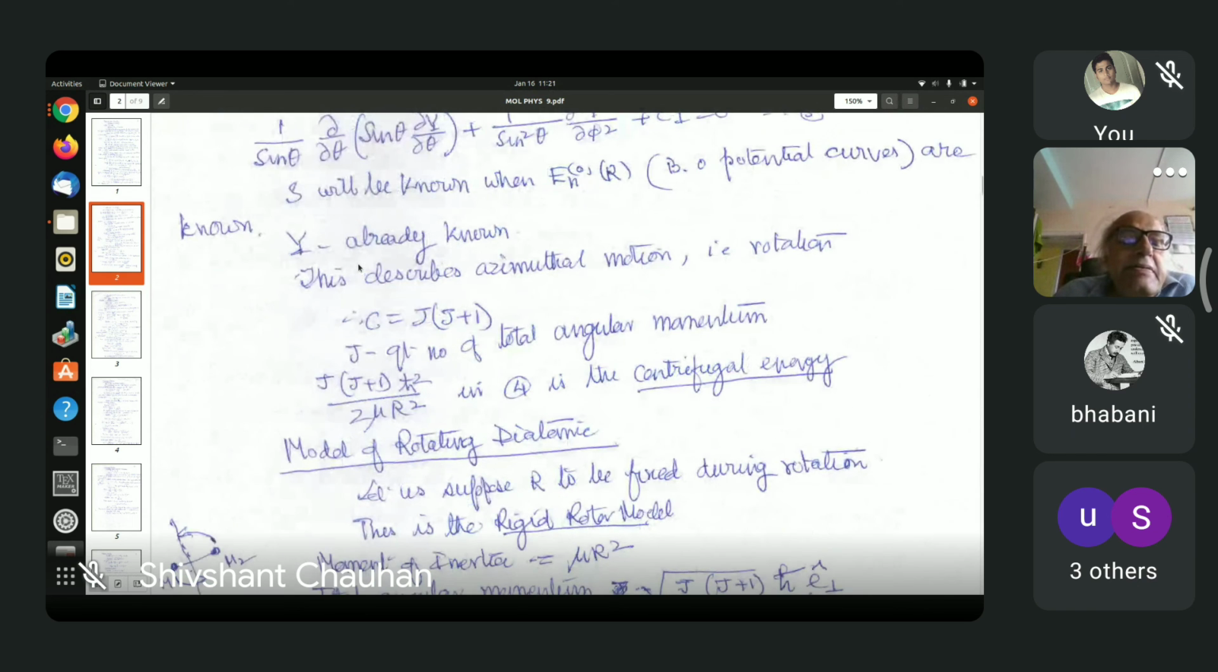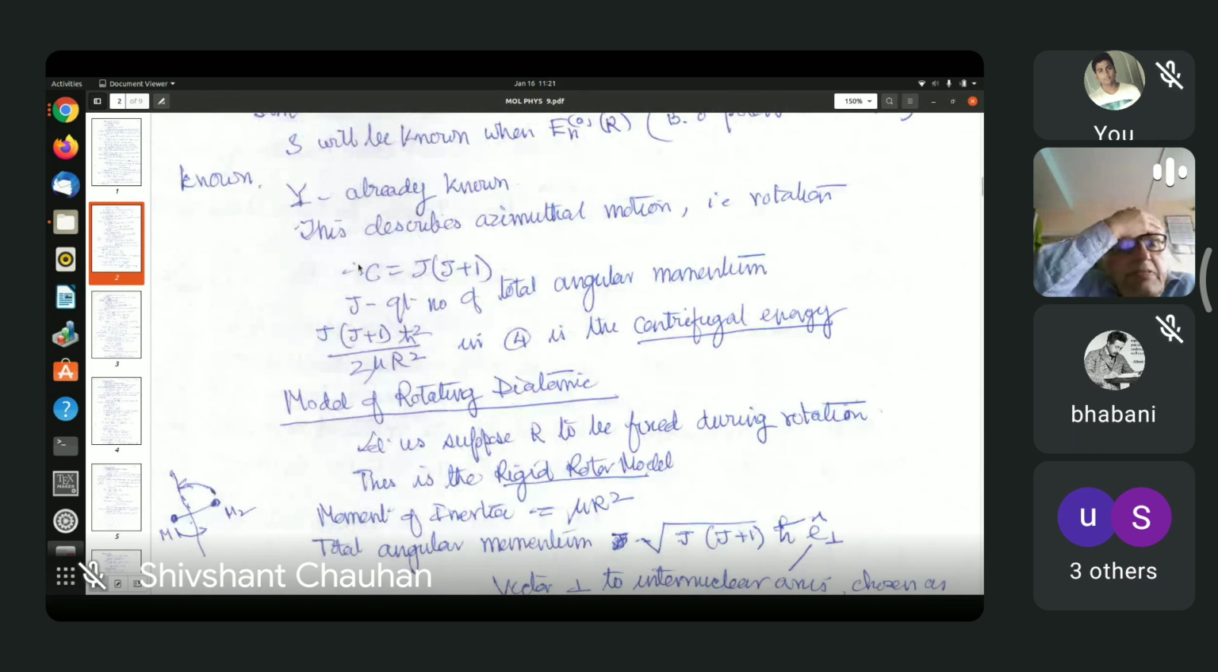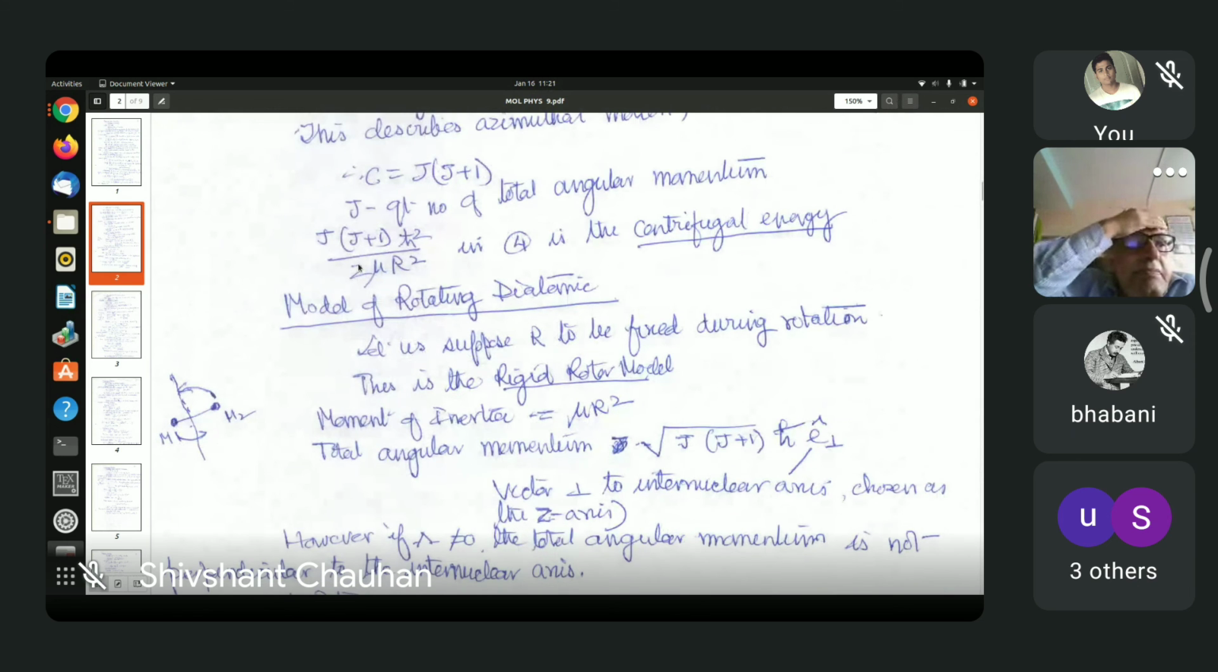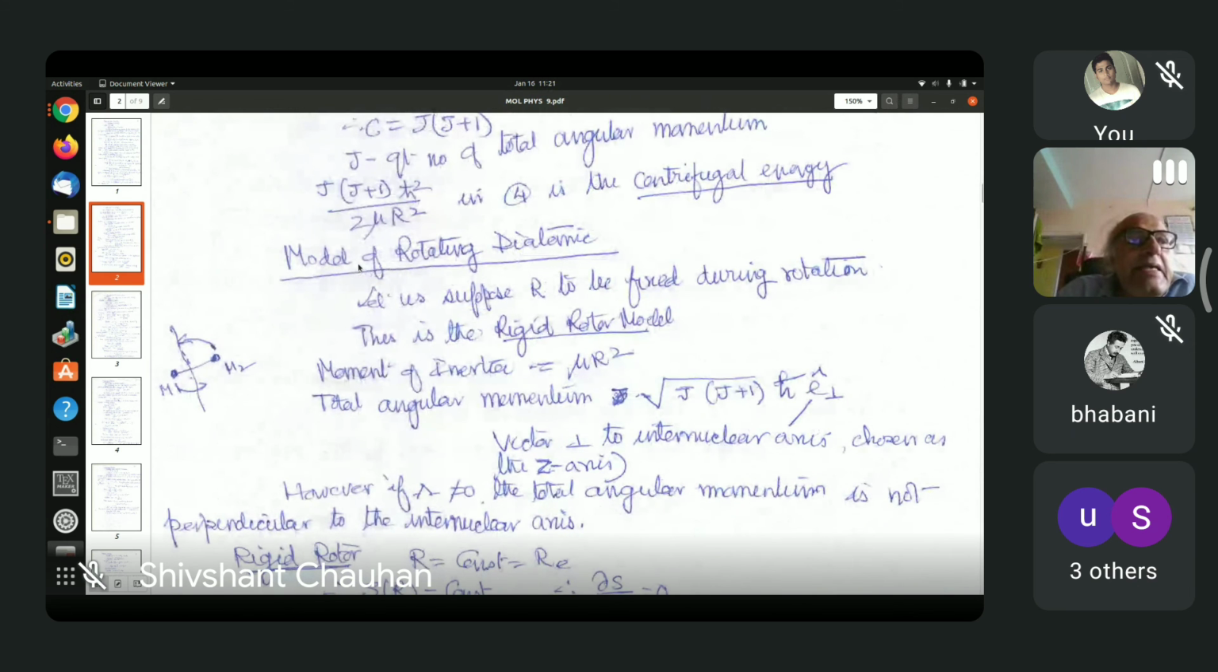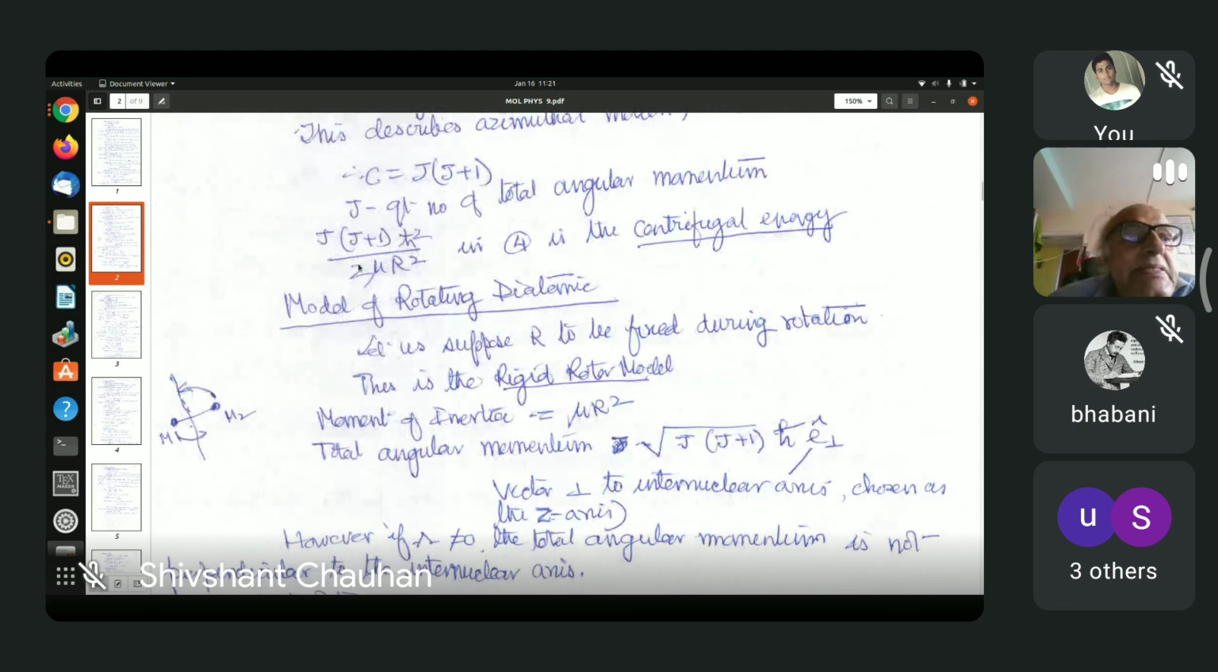So these are the angular momentum of the two nuclei rotating about the center of mass, and we know the energy of such motion is J(J+1)ħ²/2μr², and this acts as the centrifugal energy in the radial term. This also was true for atomic motions. Okay?